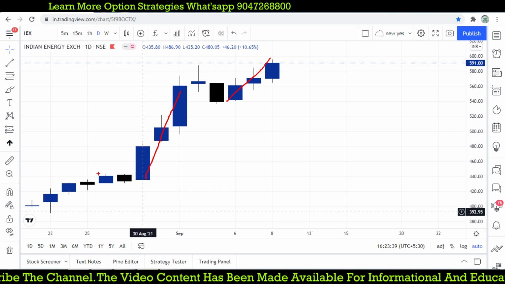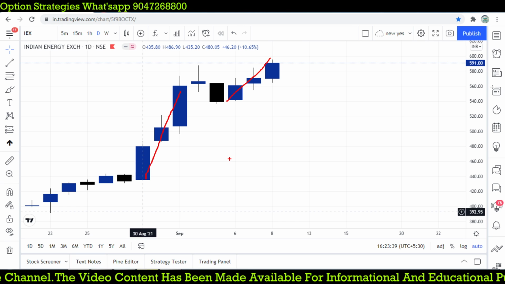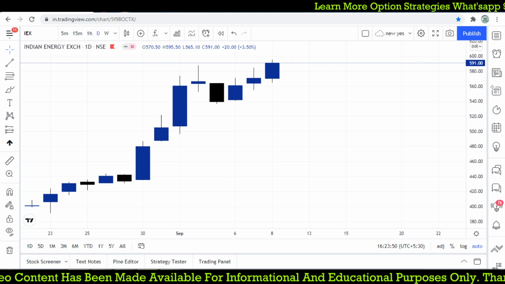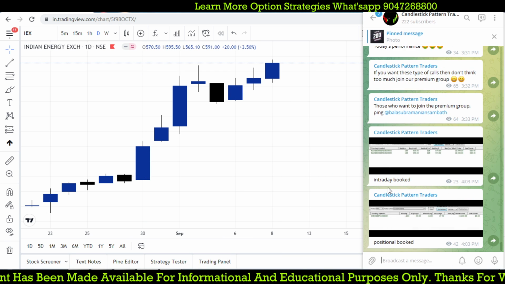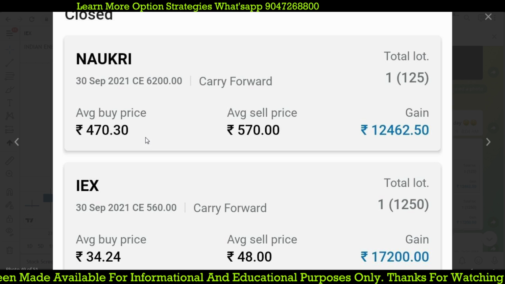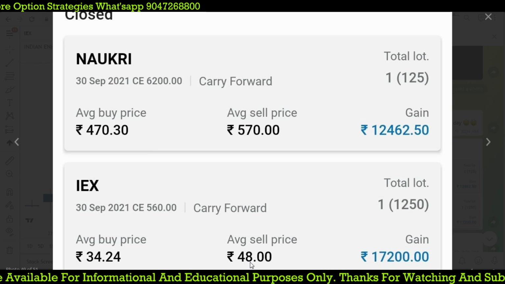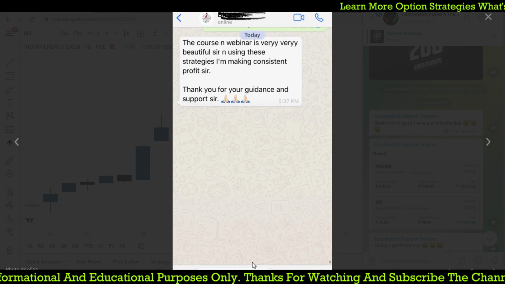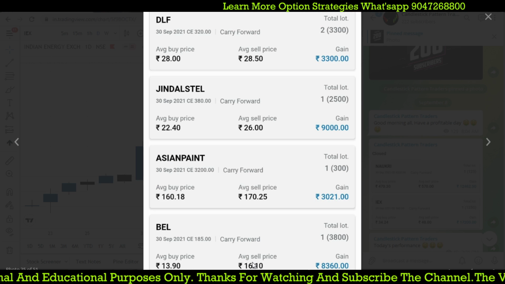Previously also we made IEX somewhere around 44 to 58. I think that was updated on my Telegram channel. If I go to that, today we did IEX from 34 to 48, and I think previously we did the same stock.